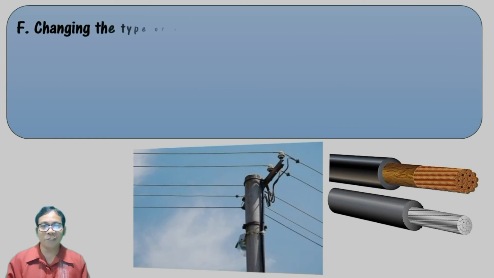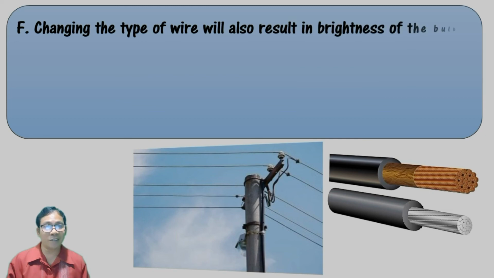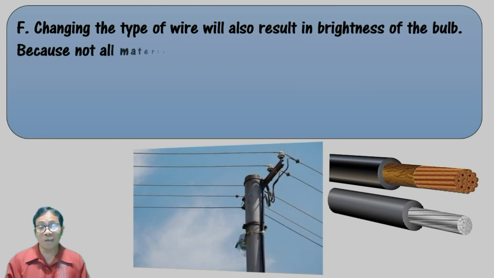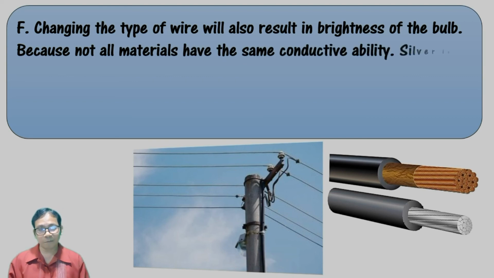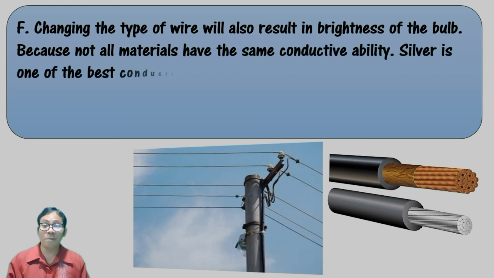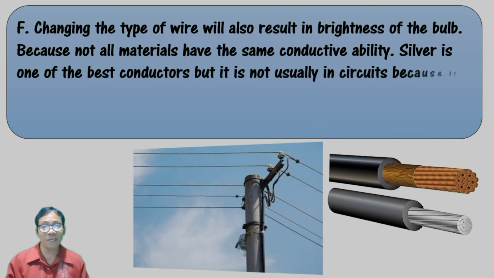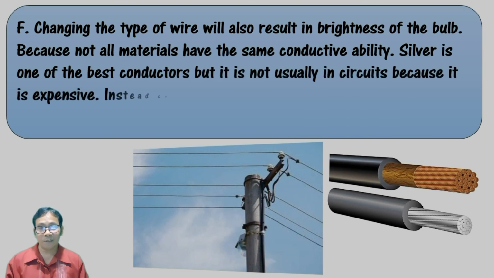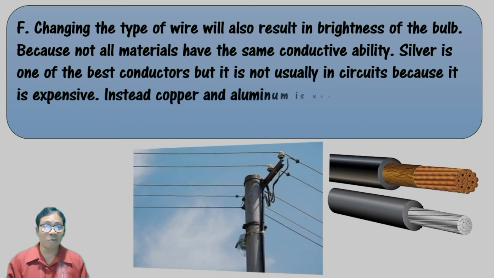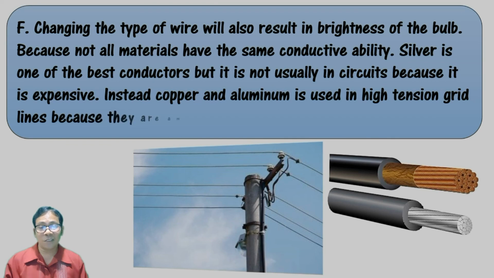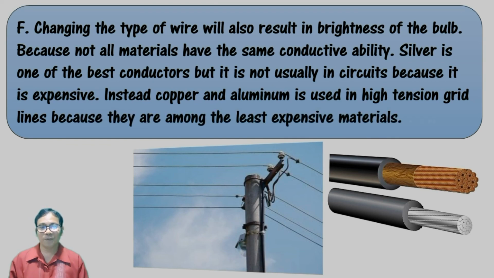Changing the type of wire will also result in a change in the brightness of the bulb, because not all materials have the same conductive ability. Silver is one of the best conductors, but it is not usually used in circuits because it is expensive. Instead, copper and aluminum are used in high-tension grid lines because they are among the least expensive materials.